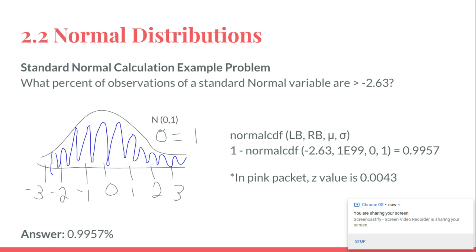And to wrap up chapter 2, we have an example problem that requires a standard normal calculation to solve. We start off wanting the percent of observations of the standard normal variable that are greater than negative 2.67. So we draw a graph of our normal distribution with a mean of 0 and standard deviation of 1 and shade all of the area above negative 2.67. Then we can find the percentage of the observations by subtracting the area below negative 2.67, using normalcdf, from the total area of the distribution, which is 1. And if you don't have a calculator, you can also find this value using the pink packet to find the percentage below negative 2.67 and subtract that from 1.